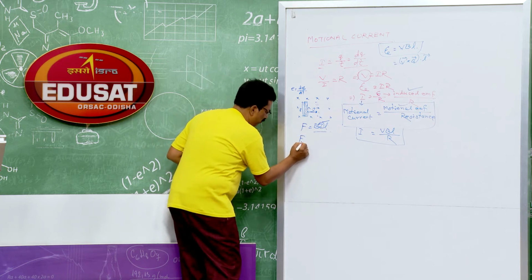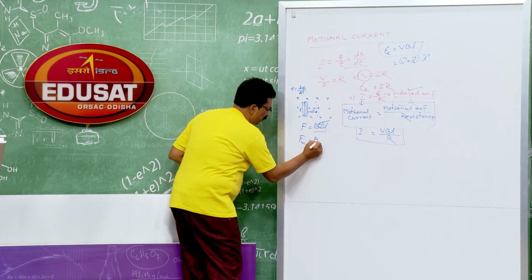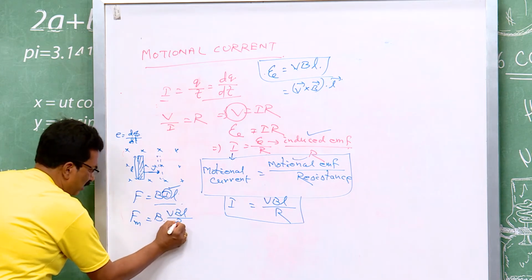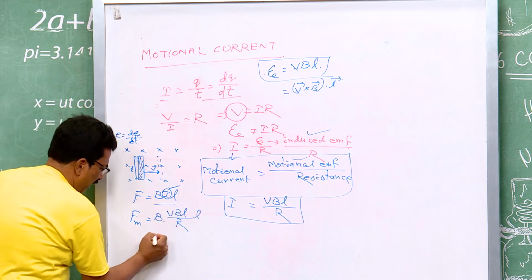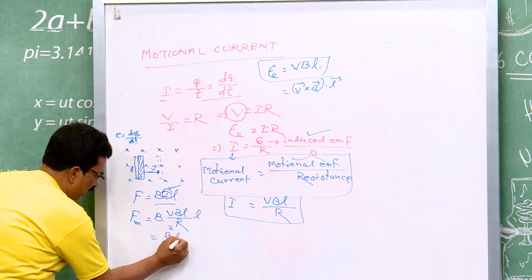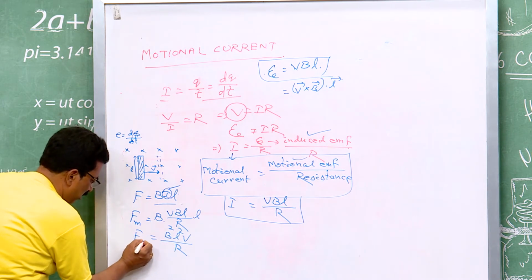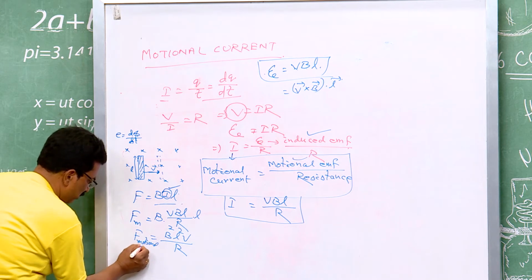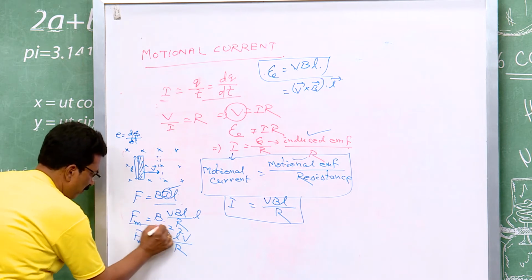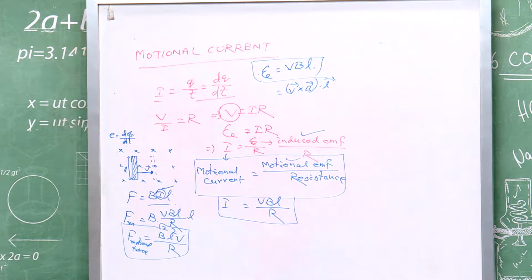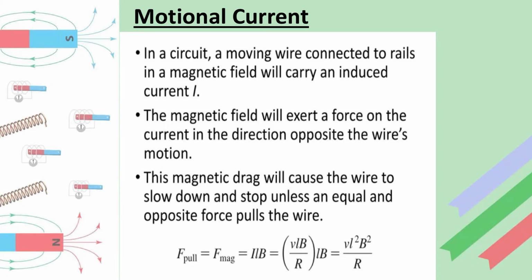So, this motional force is equal to BIL, that is B times BVL by R into L. That is equal to B square L square V by R, that is equal to the motional force. So, this is its motional force. You see F is equal to L square B square V by R, that is the motional force.